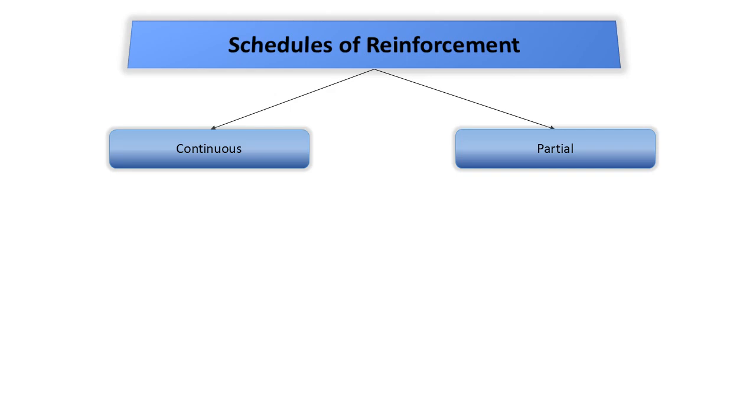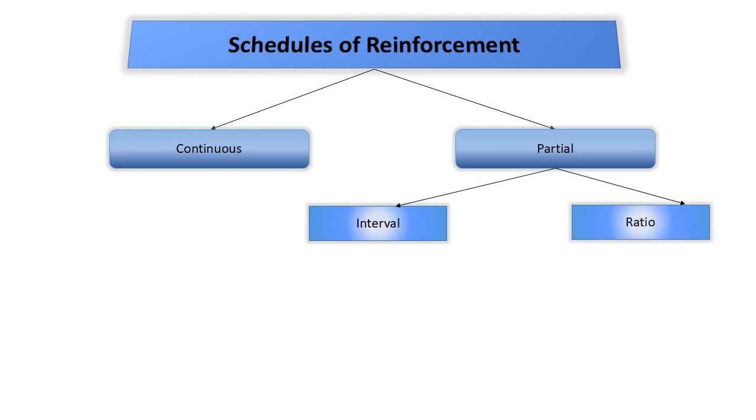Similarly, we have two other terminologies which are interval and ratio. Interval means the schedule is based on time between the reinforcements, and ratio means that the schedule is based on the number of responses made by the individual between the reinforcements. That will get further clarified when we focus on the types. So partial reinforcement is generally classified into two further categories, which are interval schedule and ratio schedule.